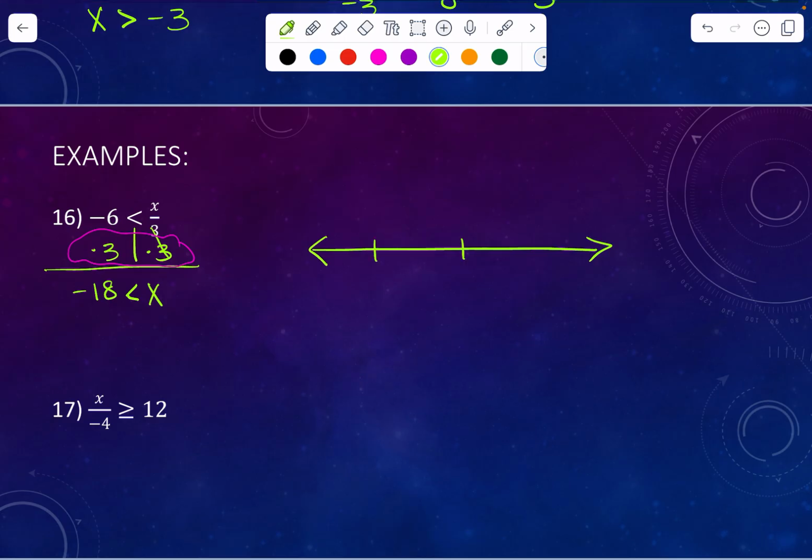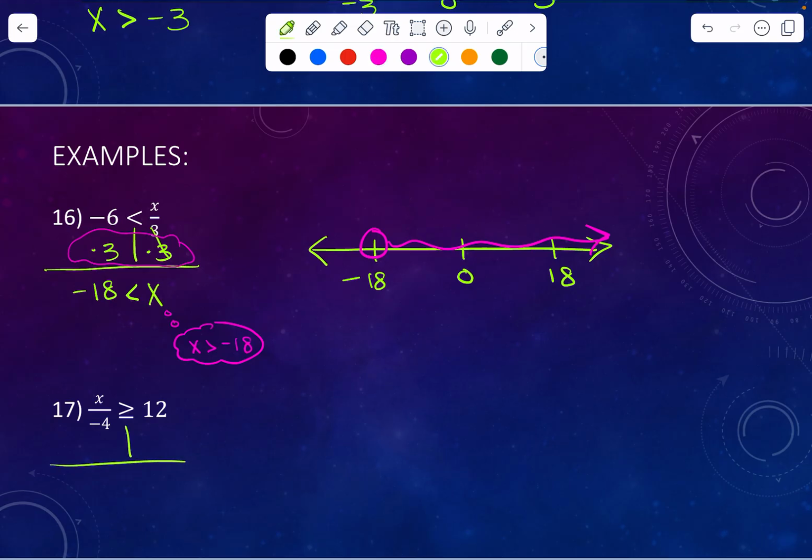So I come in here. I have negative 18, 0, and 18. At negative 18, I'm going to be an open circle. And it says negative 18 is less than x. So remember, here's our thought bubble. We are thinking if negative 18 is less than x, then x must be greater than negative 18. So that's going to shift me to the right.